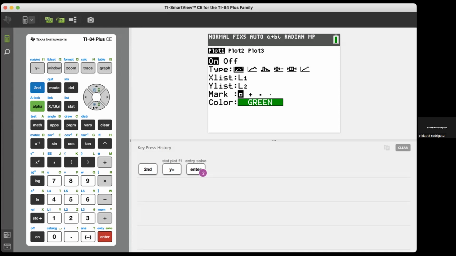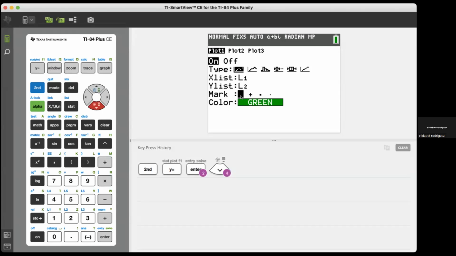Now I'm going to go to type, and the first item next to the type is the scatter plot. So you see that the scatter plot is blinking. I put all the X values on list 1. That's good. Then I press the down arrow key. All the Y values are in list 2. Good. Then the next line says mark.